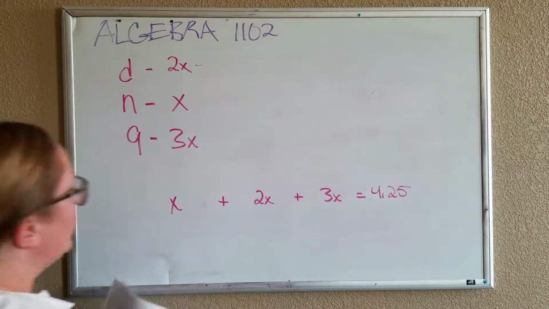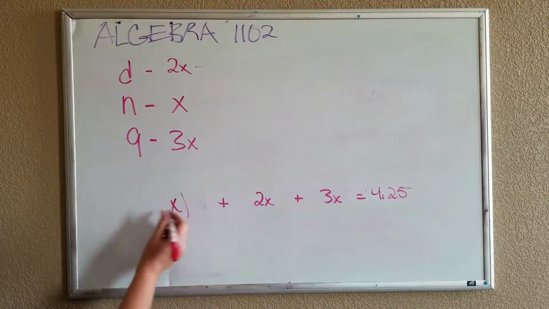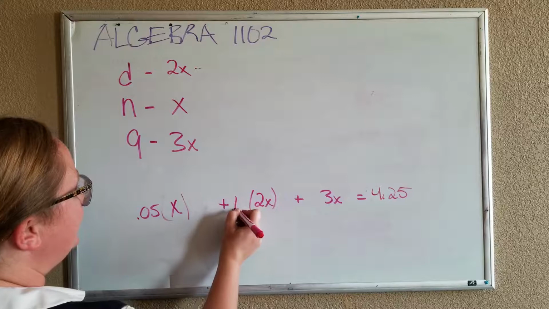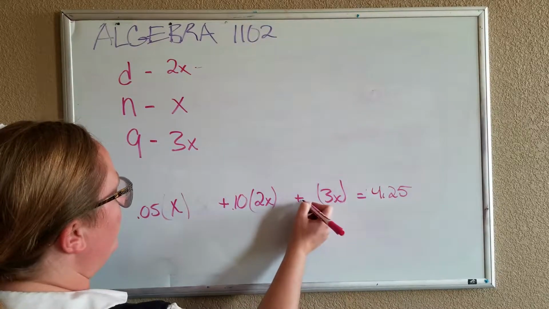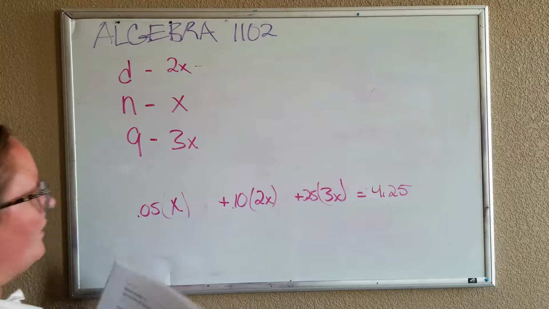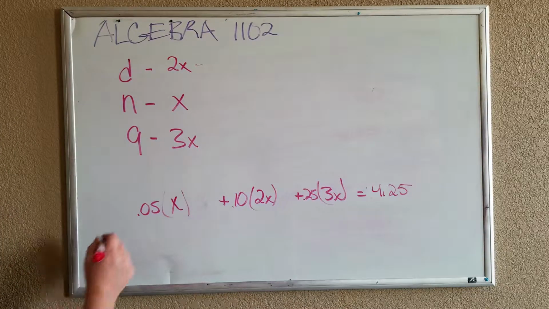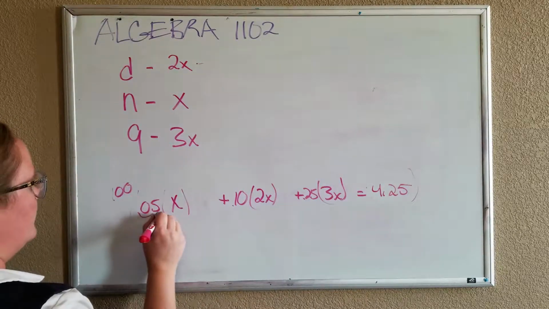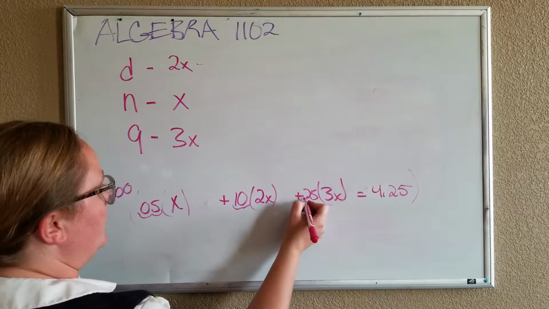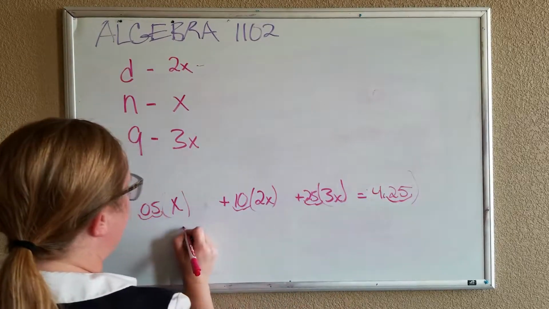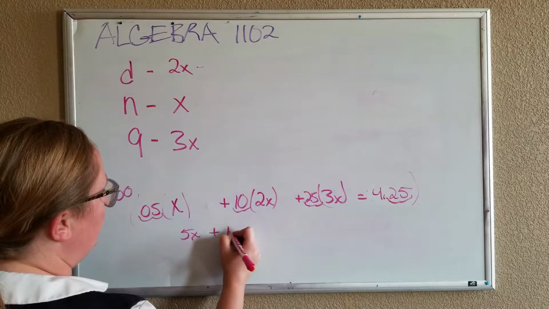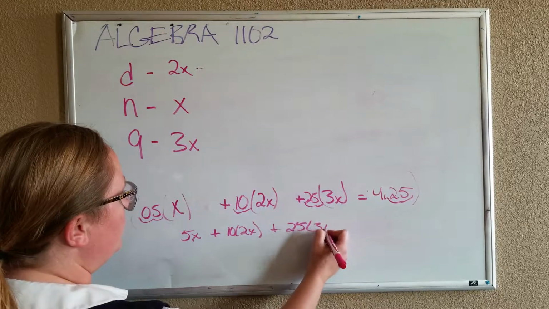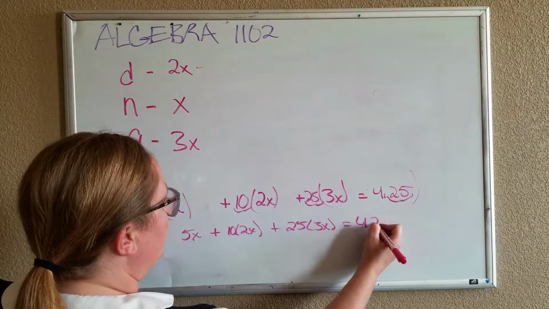4.25. All right, so a nickel is worth 0.05 cents. A dime is worth 0.10 cents. And a quarter is worth 0.25. So what I do is multiply, before I ever start, the whole thing by 100. That moves the decimal on all of these, but it doesn't touch anything inside the parentheses. So now we just have 5x plus 10 times 2x plus 25 times 3x equals 425.